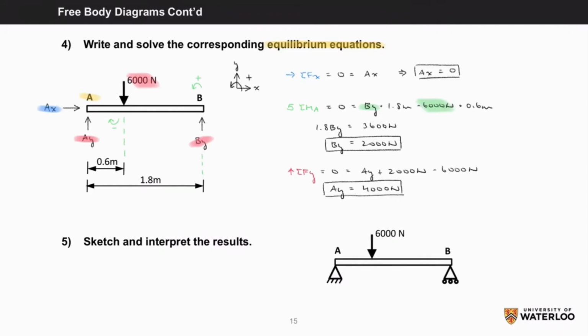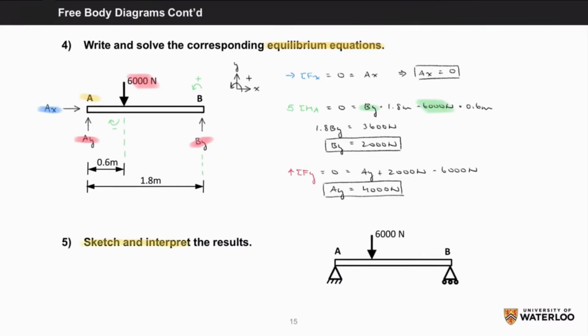The final step is to sketch and interpret the results. On this diagram, I am writing out all the forces that we just calculated. The reason as to why we solve for moments next is because in the equation of the forces in the vertical direction, we would have two unknowns, Ay and By. But we want to get rid of one of the unknowns, which was solvable by using the moments equation about A.